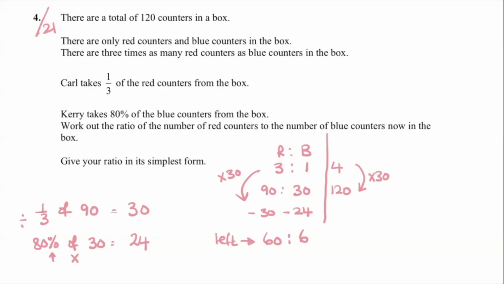Now it wants the ratio in its simplest form. So we're just going to divide through by 6, and that is going to give us 1:1 as our final answer.